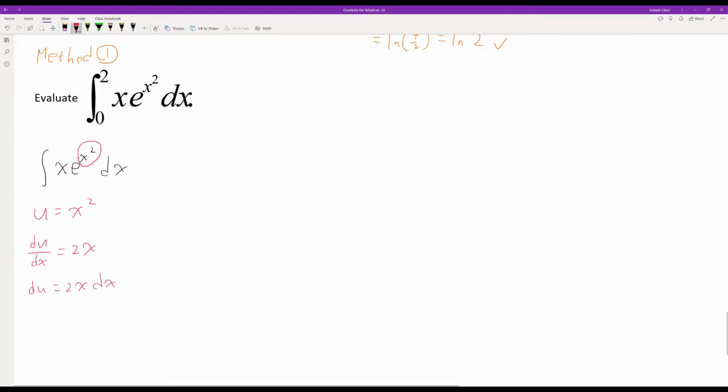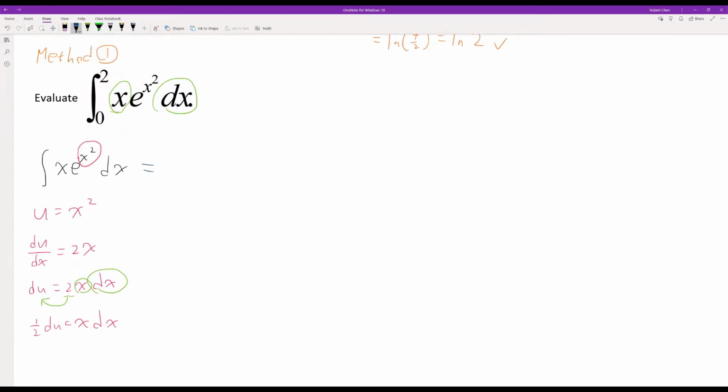All right, now let's check. In the original integrand, we have x and dx. And here we also have x and dx. The only thing missing in the integrand is just the 2, right? So we're going to divide the 2 to the left-hand side, so we have 1/2 du is equal to x dx. All right, that's good, because x dx are both found in the integrand. So we can continue our work there.